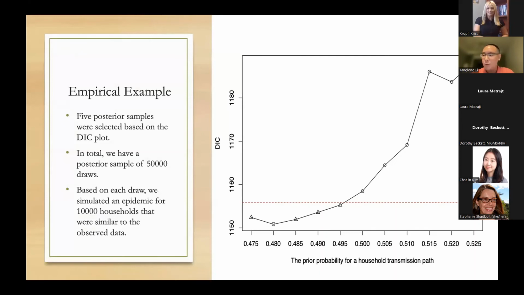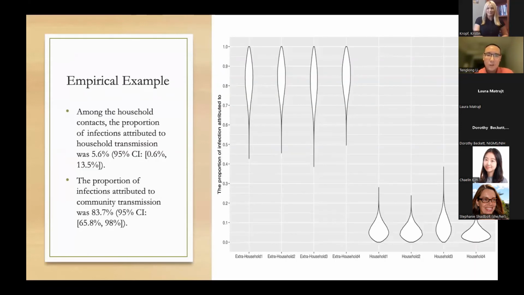And as I mentioned, we have to simulate this epidemic in order to get a sense of what's going on for the transmission chain, or the random directed graph. So we simulate an epidemic for each of those 50,000 draws, and each simulation we simulated for 10,000 households, to make sure it's large scale. So in that case, we'll be able to get some key epidemiological insights.